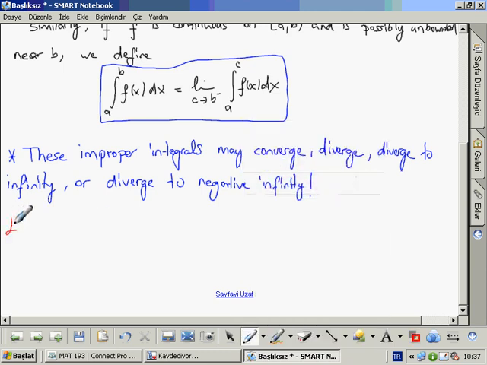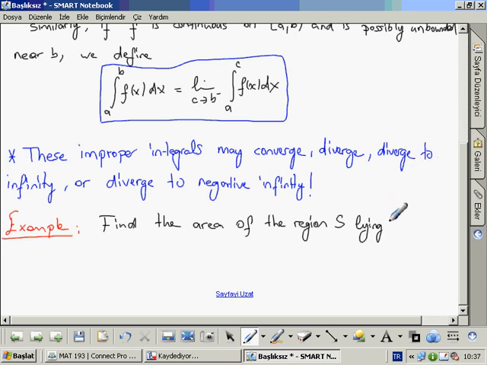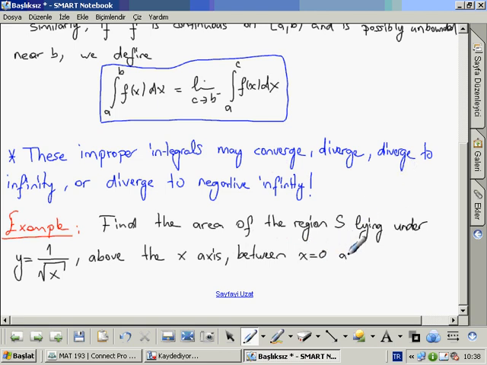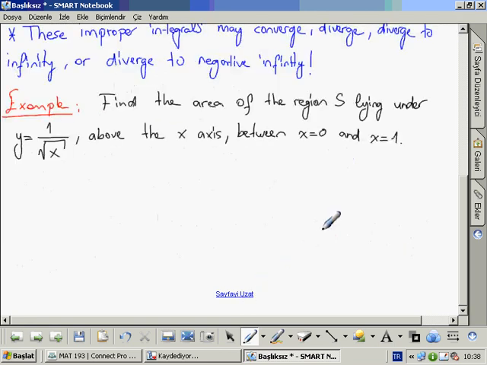Example. Find the area of the region S lying under y equals 1 over square root of x, above the x-axis, between x equals 0 and x equals 1.